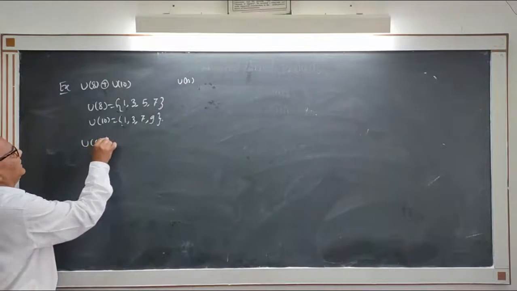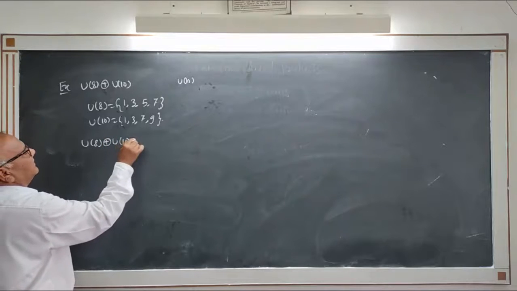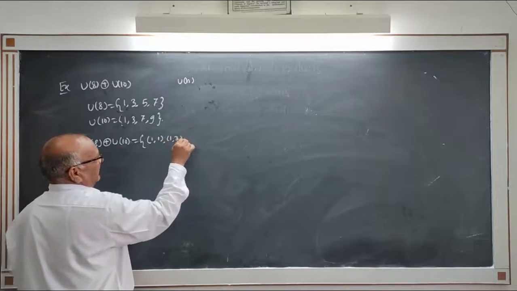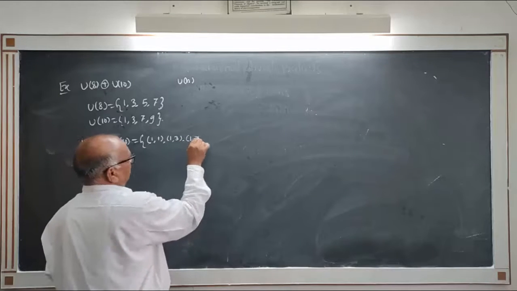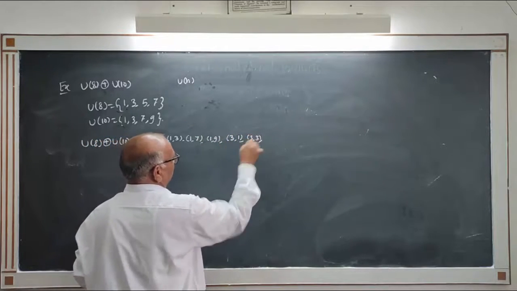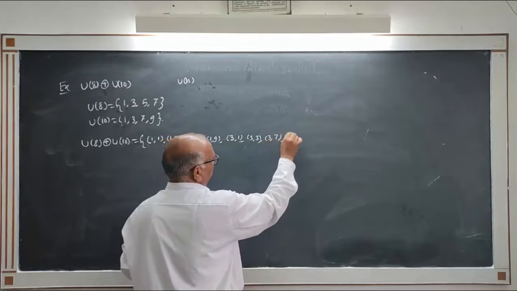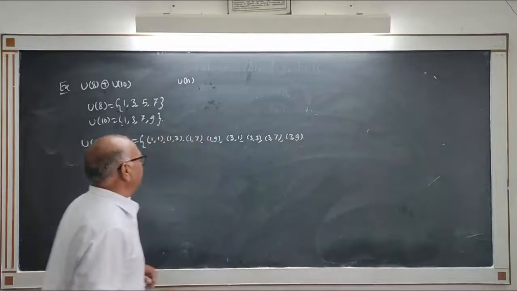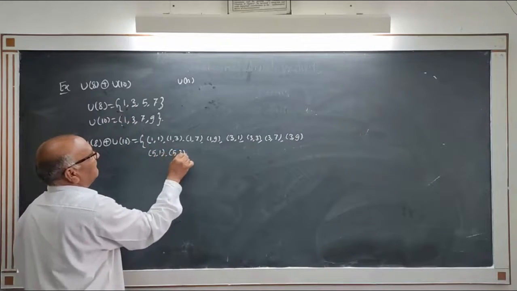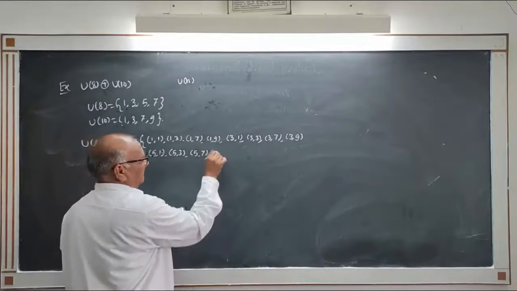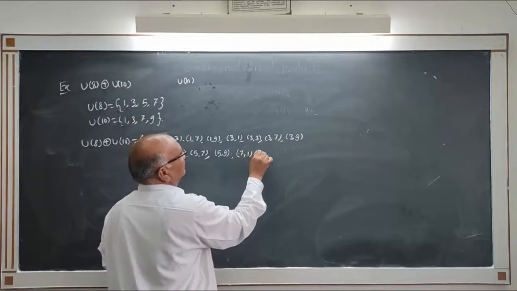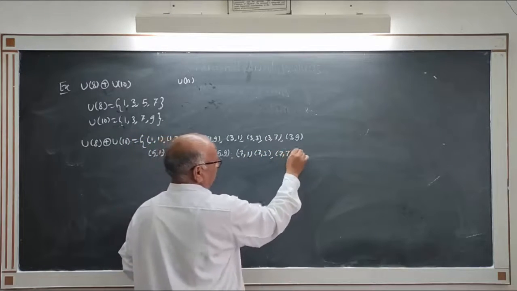Now U(8) ⊕ U(10) contains 16 elements, like this: (1,1), (1,3), (1,7), (1,9), then (3,1), (3,3), (3,7), (3,9), again (5,1), (5,3), (5,7), (5,9), like this, and (7,1), (7,3), (7,7) and (7,9).